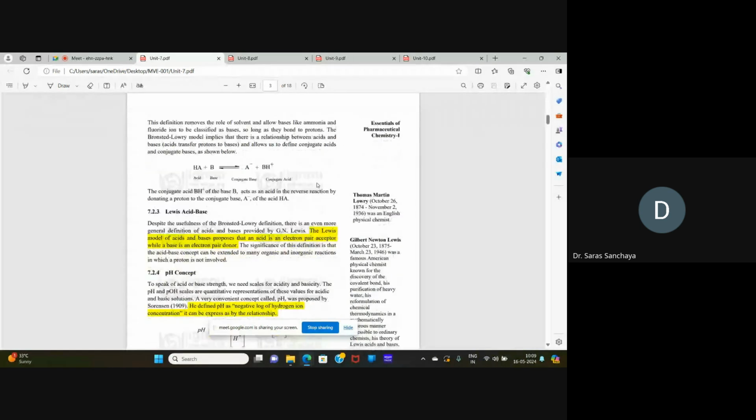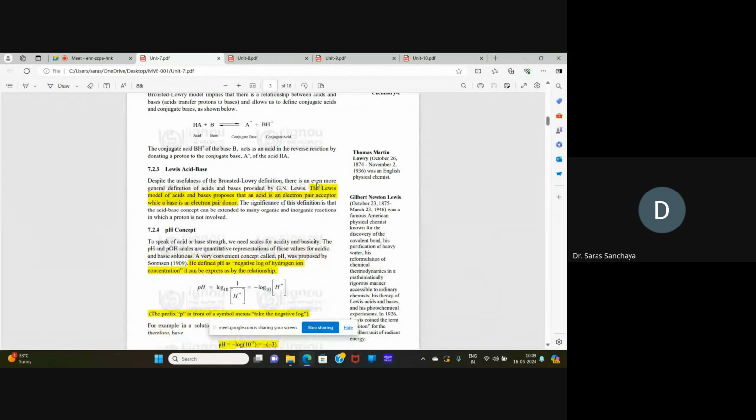Then Lewis acid base. The Lewis model of acids and base proposes that an acid is an electron pair acceptor while base is electron pair donor. So it is opposite to the previous definition. In this, the acid is an electron pair acceptor and base is electron pair donor.